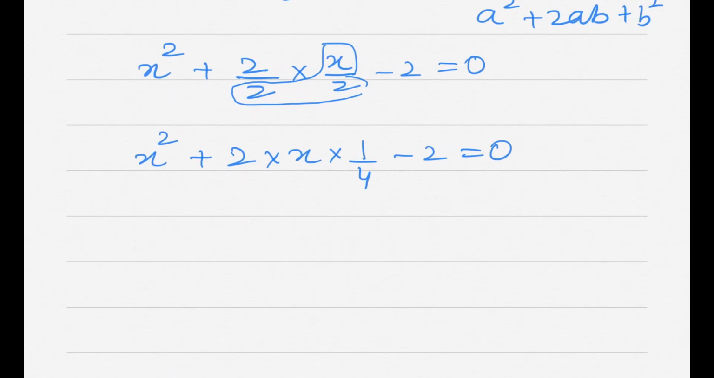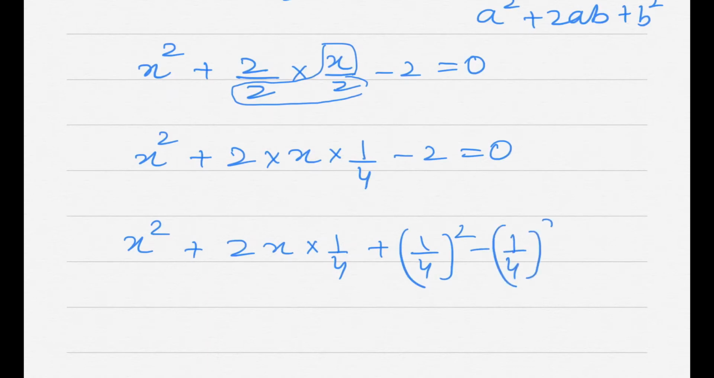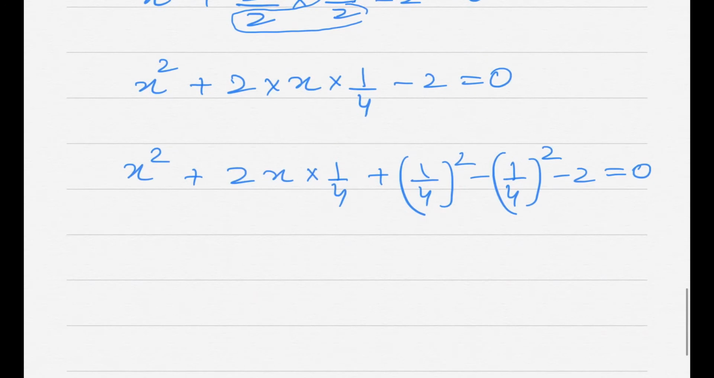I can write down this equation like this. Now I have got 2, I have got a, then I have got b. b would be my 1 by 4. So x square plus 2 into x into 1 by 4 plus 1 by 4 whole square, and minus 1 by 4 whole square minus 2 is equal to 0. So I have added the square of my b and I have subtracted that. So actually this is not disturbing my equation, right?